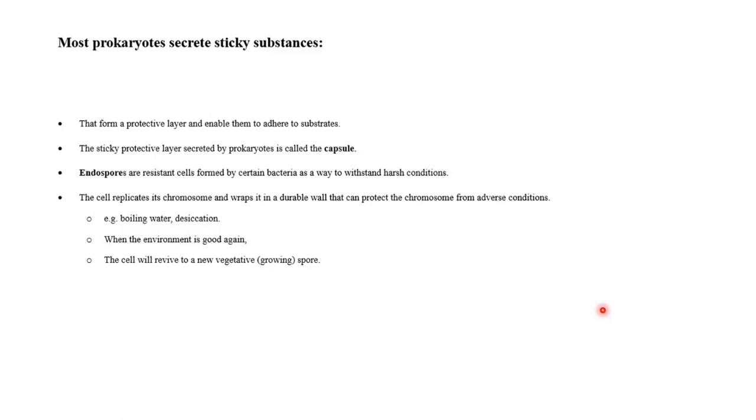And endospores are resistant cells formed by certain bacteria as a way to withstand harsh conditions. What are they useful for? Bacteria use them as a resistance mechanism to stand the hard conditions they find themselves in. The cell replicates its chromosome and forms a durable wall that can protect the chromosome from adverse conditions, for example boiling water or desiccation. When the environment is good again, the cell will revert to a new vegetative growing cell. So that's the mechanism they use to resist those harsh conditions.